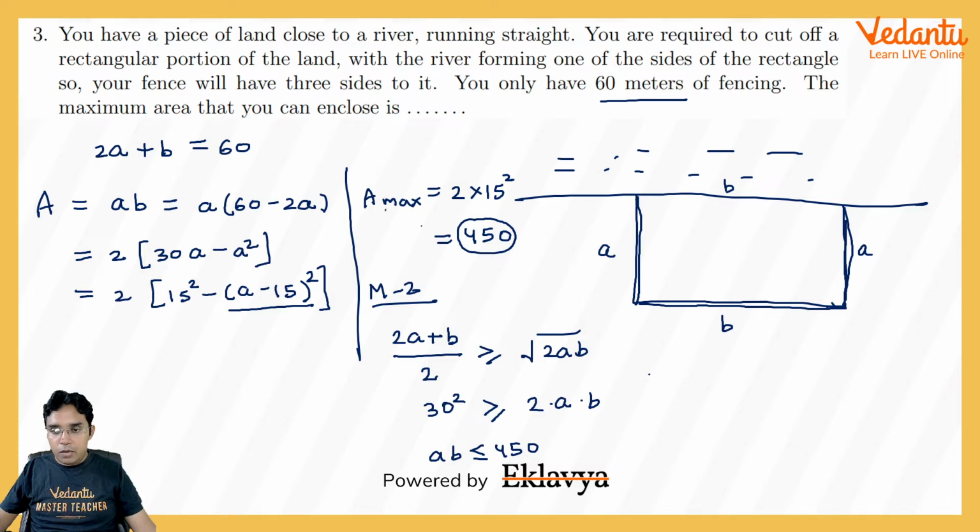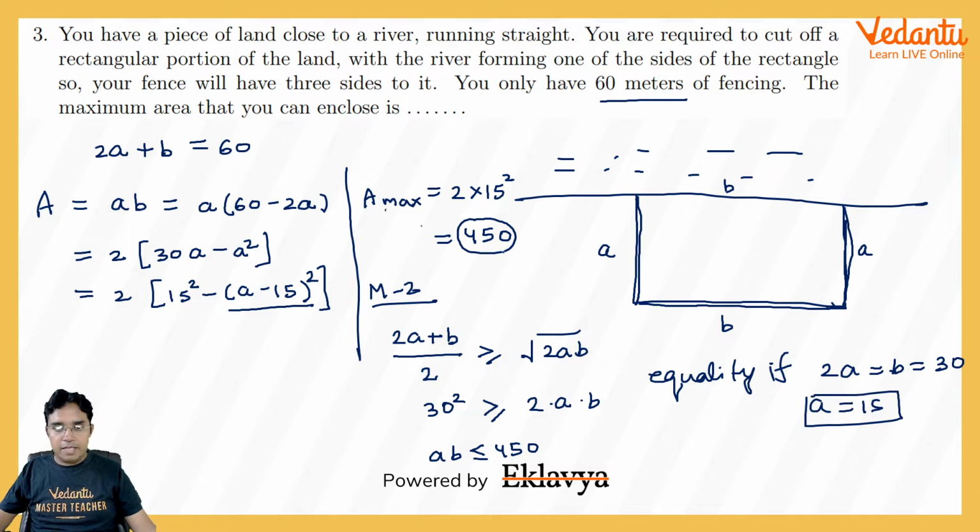And this equality of AM-GM will happen if 2A is equal to B, and 2A plus B is 60. So this will be when it is equal to 30 each. That means A is equal to 15. And you can see the same conclusion we were getting in our method number 1.